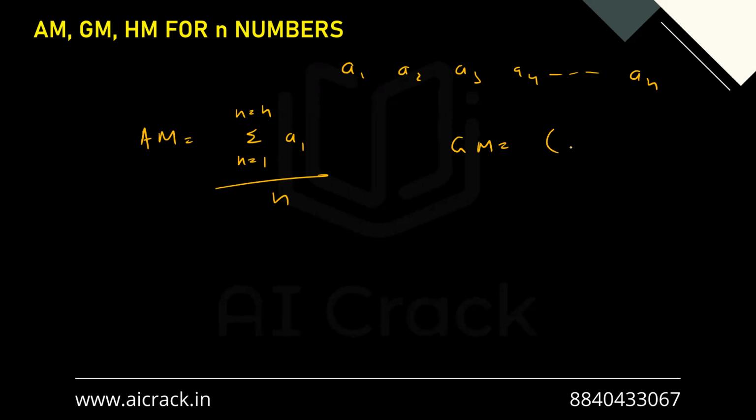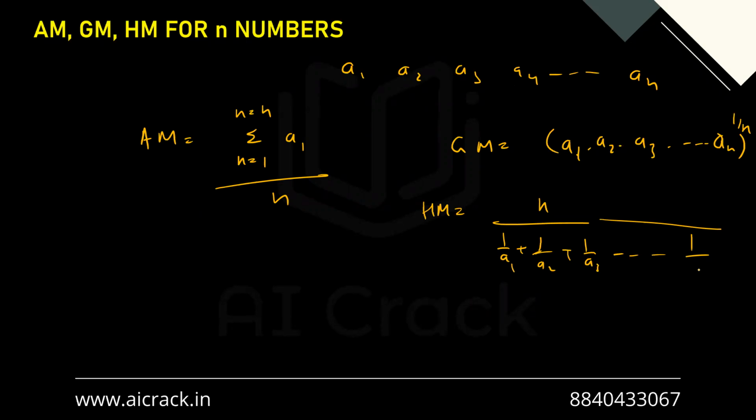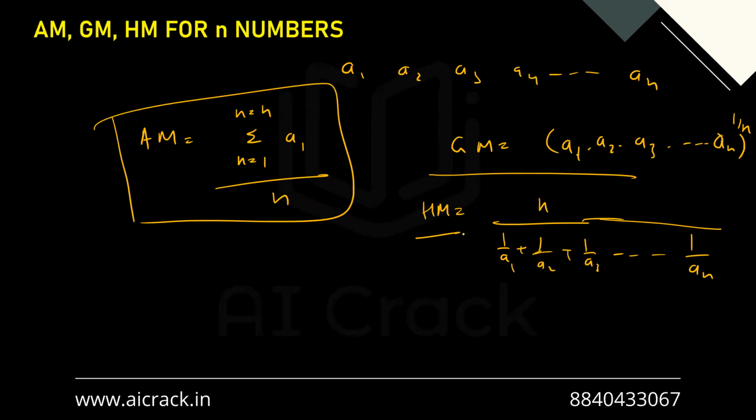Similarly, GM would be (A1 dot A2 dot A3 till AN) raised to the power 1 by n. In case of two numbers, it used to be 1 by 2. For n numbers, it's 1 by n. Now, if we talk about HM, it was 2 upon (1 upon a plus 1 upon b). Similarly, over here it would be n upon (1 upon A1 plus 1 upon A2 plus 1 upon A3 till 1 upon AN). So this is how we have defined AM, GM, and HM for n numbers.